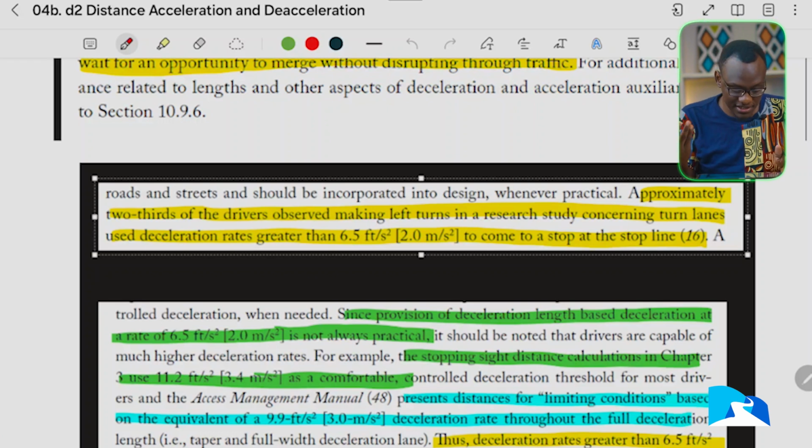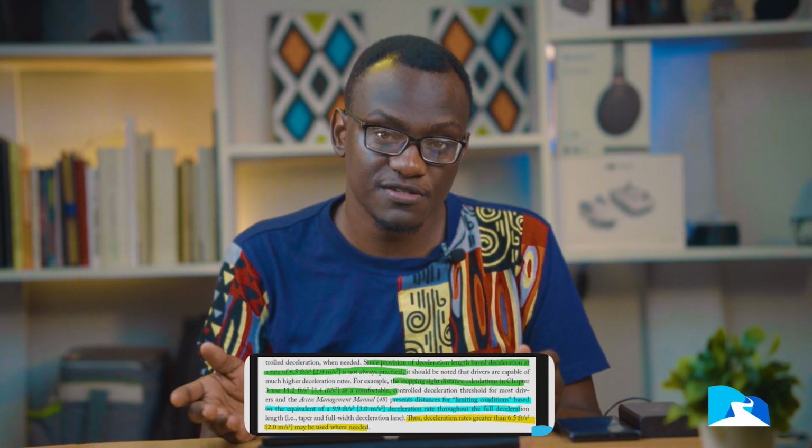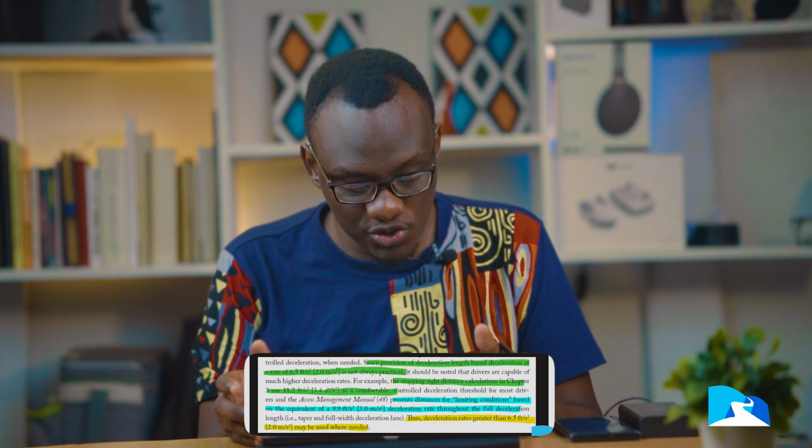As I mentioned, you may find that in some cases the 2 meters per second squared is not practical in some situations. And you may now have to look at the stopping sight distance. For example, for 50 kilometers per hour can be around 50 to 60 meters, which is roughly 200 feet as the stopping sight distance. And you find that in that case, it looks at something like 3.4 meters per second squared, the same as 11.2 feet per second squared. And that's a factor that we can look at.